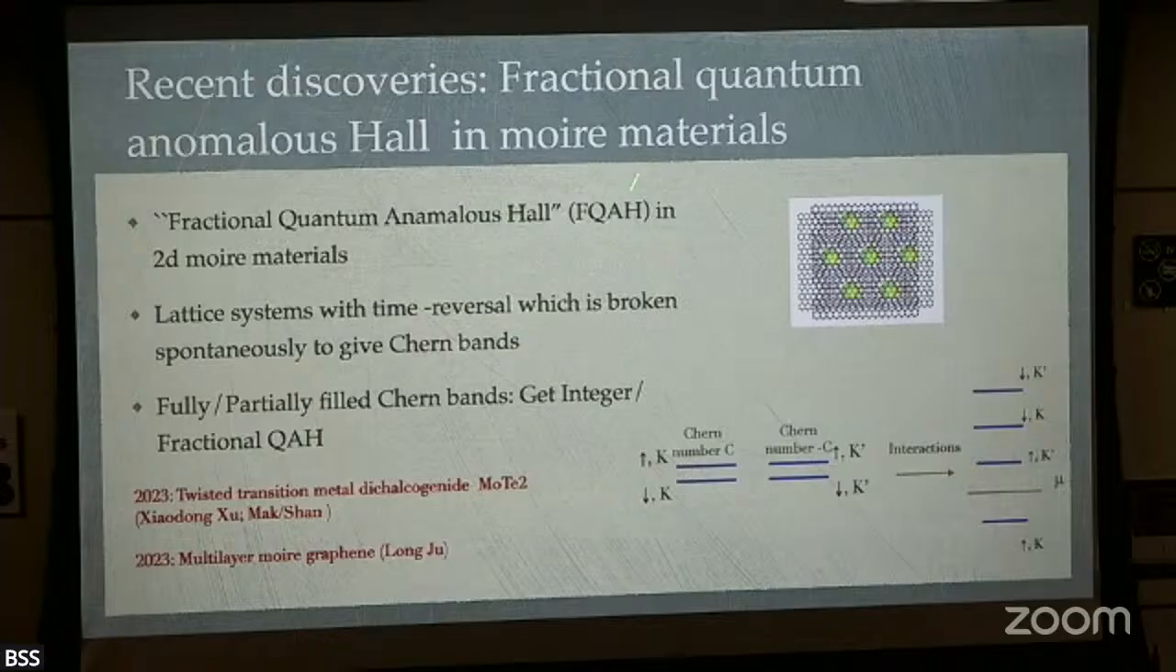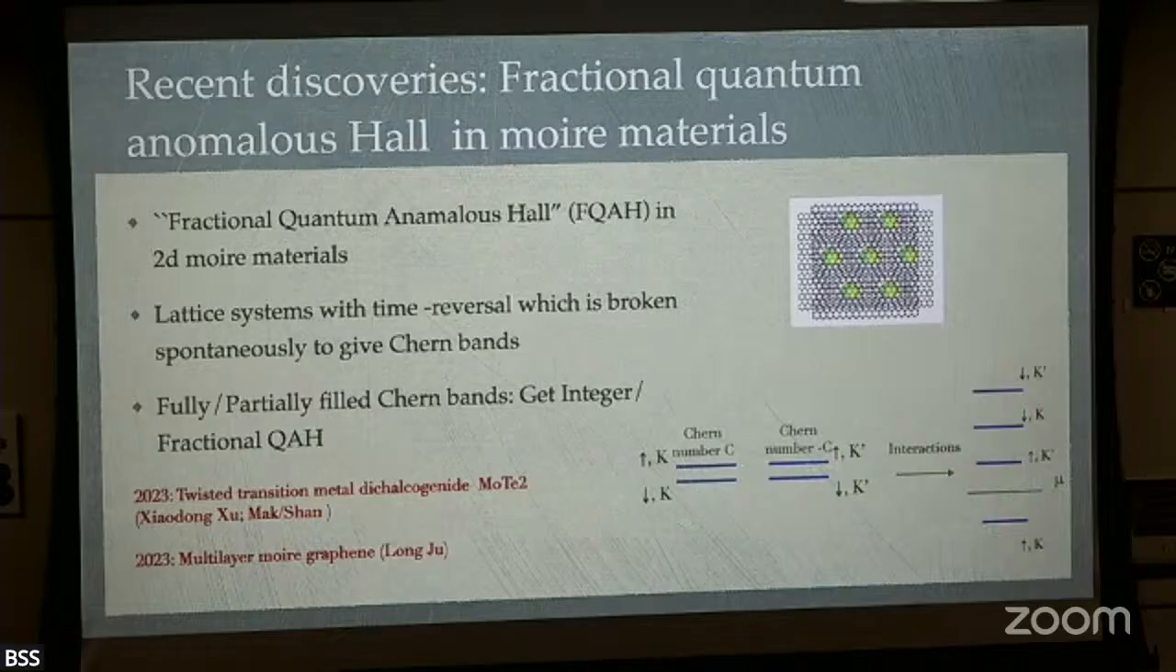So this occurs, and these Moiré materials have lattices. This occurs in lattice systems where time reversal is broken spontaneously, and you get Chern bands. And then you partially fill those Chern bands, and in these experimental systems, you do get a fractional quantum anomalous Hall effect.